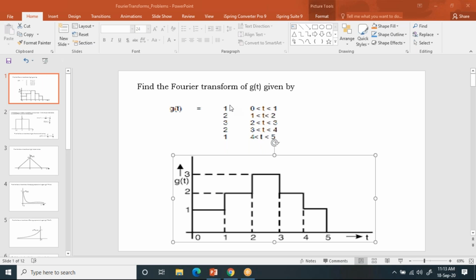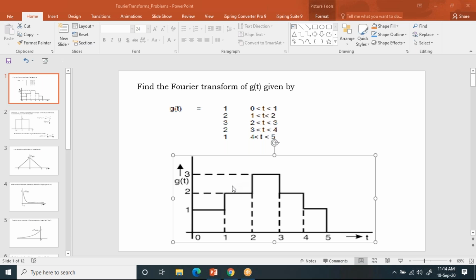It looks like a staircase. If you plot the graph for this, between 0 and 1 the amplitude is 1, and from 1 to 2 the amplitude is 2. With reference to this origin the amplitude is 2, whereas with reference to this it is only 1. From 2 to 3 the amplitude is 3, and from 3 to 4 it falls to 2 again. So that's how it looks, like a ramp or staircase type of thing. For this waveform, we have been asked to find the Fourier transform.